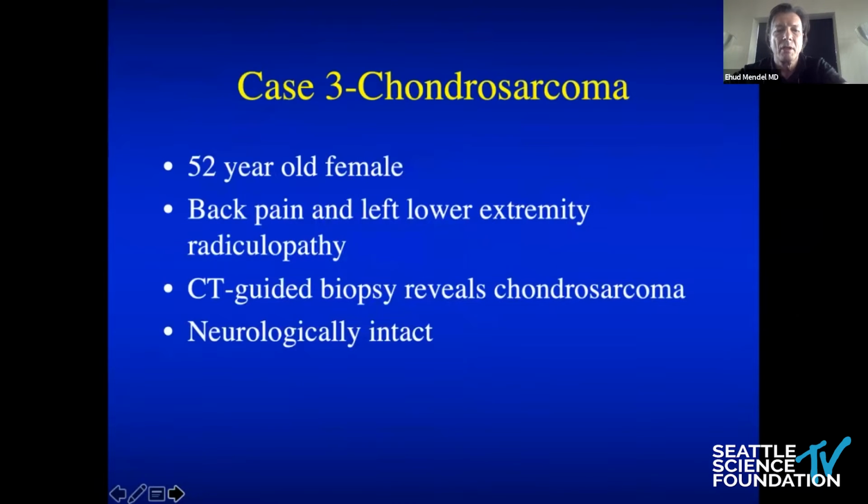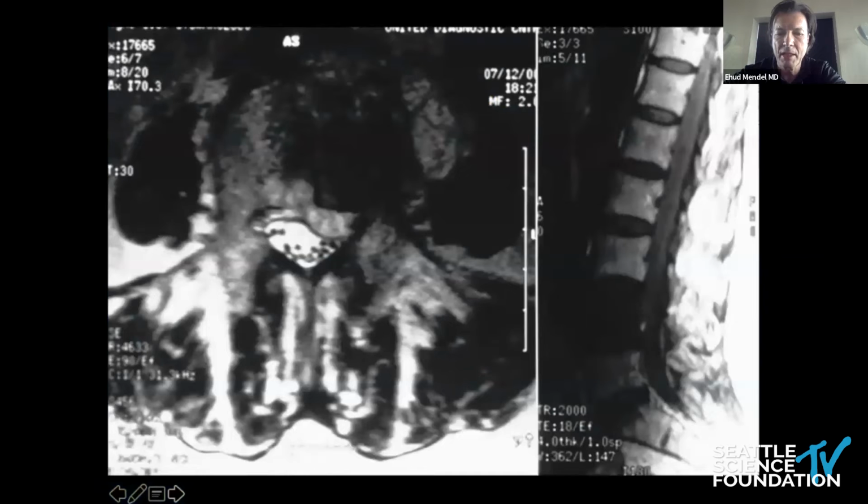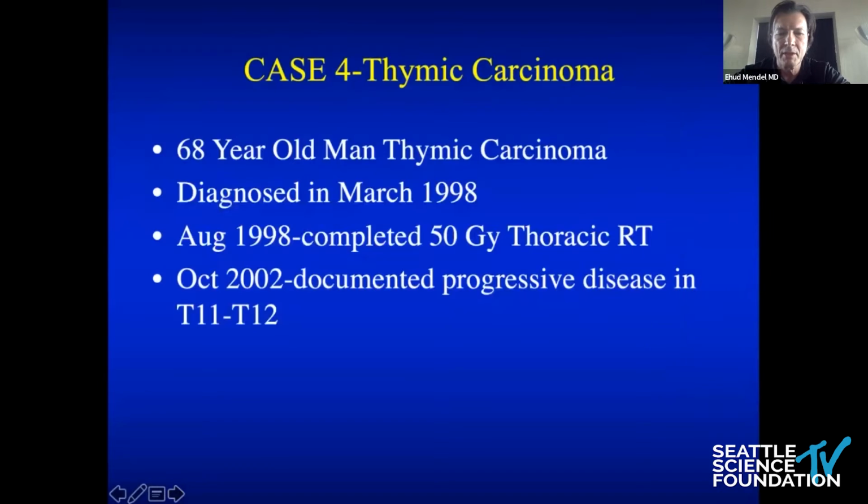This is a 52-year-old patient who's coming with back pain and left leg pain, and a CT-guided biopsy revealed chondrosarcoma. So unlike the first two diagnoses, this is a primary bone tumor. This patient, again, is neurologically intact. And you can see right here, this is an L4 chondrosarcoma with back pain and some radicular pain symptomatology. How would you manage that? And then for the next patient, go to the next slide.